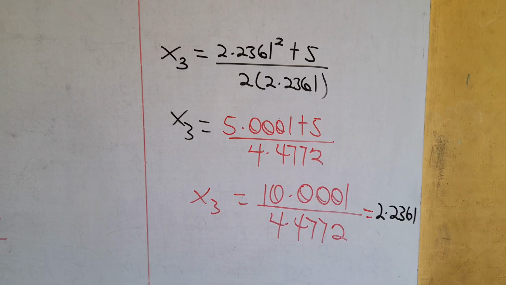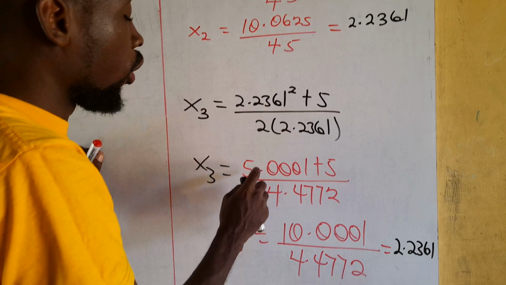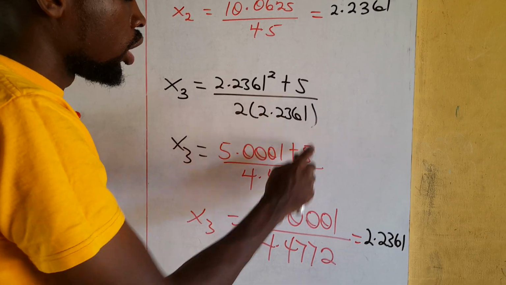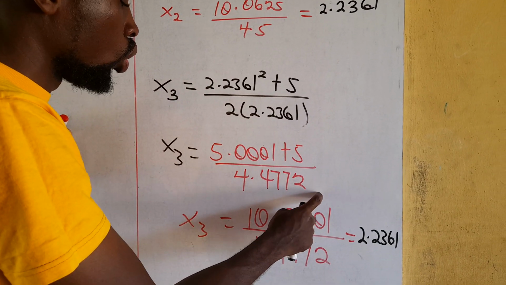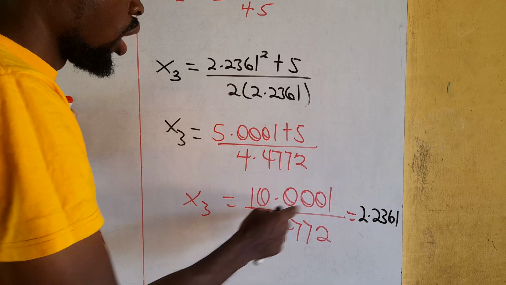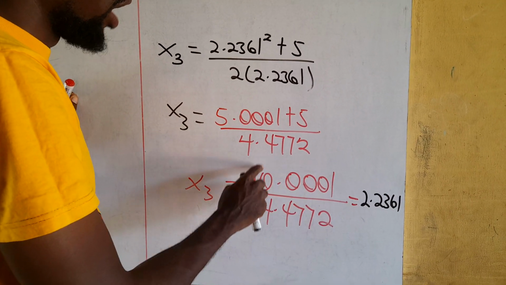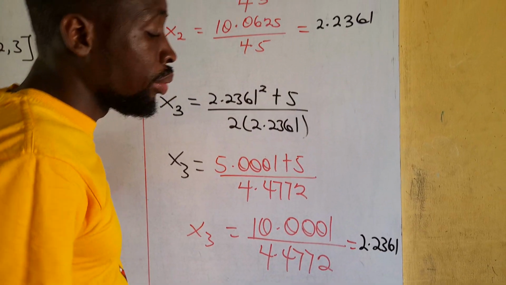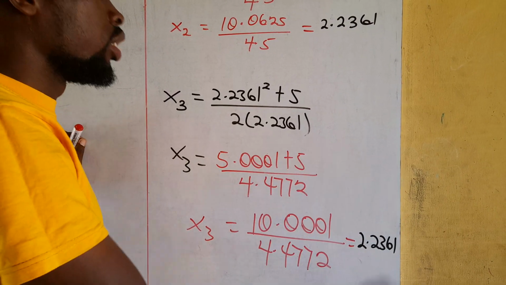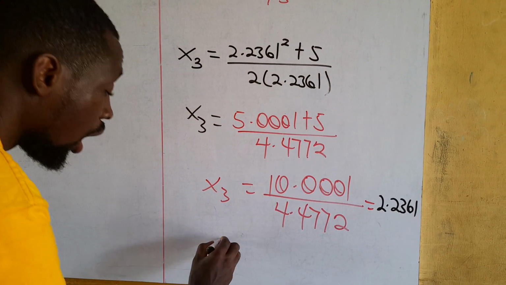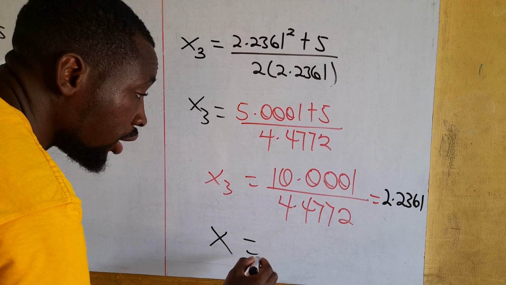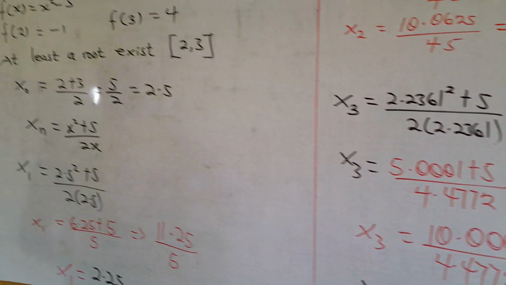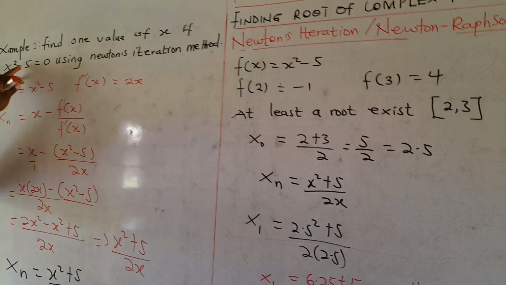So our 2.2361 squared will give us 5.001, then plus 5, then 2 times 2.2361 will give us 4.4722. When we add 5 to 5.001, it's just 10.001, then divided by 4.4722 will give us 2.2361, the same as before. That means when we continue substituting, we will still get the same value. Then we can say that our positive root x is equal to 2.2361.